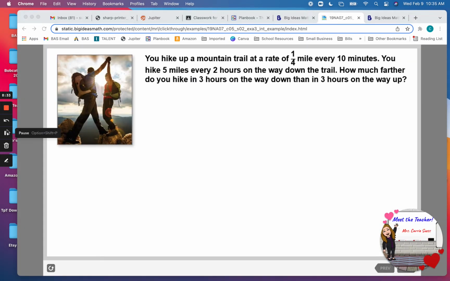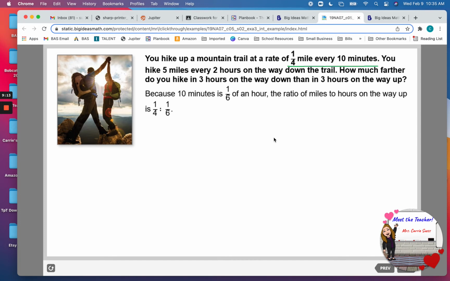Okay, oh, they're so happy. You hike up a mountain trail at a rate of 1/4 mile every 10 minutes. Sounds like a fraction, 1/4 to 10. You hike 5 miles every 2 hours on the way down the trail. How much farther do you hike in 3 hours on the way down than in 3 hours on the way up? So this is a multi-part question. We need to find the rate going up the mountain and then the rate going down the mountain, and then multiply them times 3 to figure out which way we went further. Okay? So going up the mountain, what is my rate? 1/4. Every? 10 minutes. So we can write that as 1/4 over 10, right?